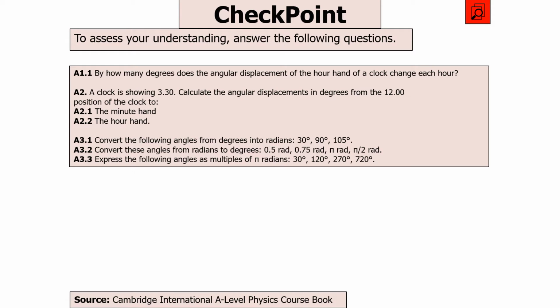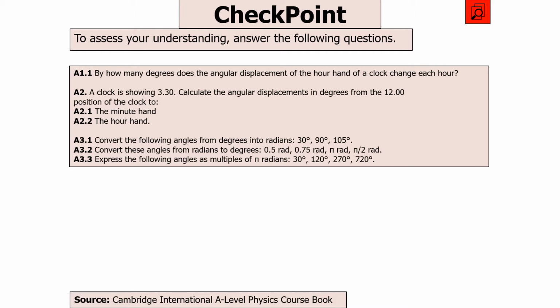Let's now have a look at a few more contextual questions. The first question says, by how many degrees does the angular displacement of the hour hand of a clock change each hour? Then a clock is shown at 3.30, or half past 3. Calculate the angular displacements in degrees from the 12 position of the clock to the minute hand and then the hour hand. And then convert the following angles from degrees to radians: 30 degrees, 90 degrees, 105 degrees.